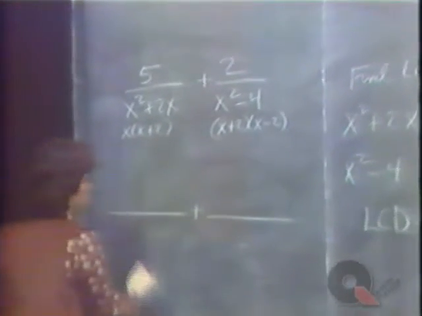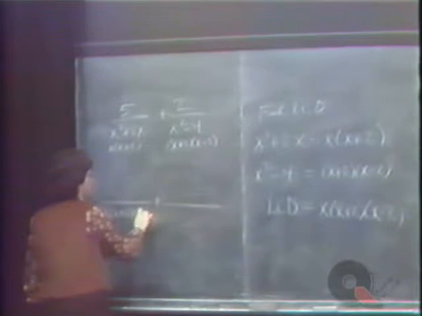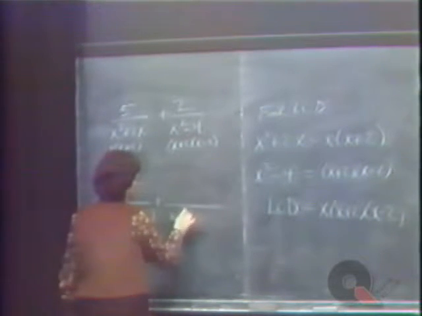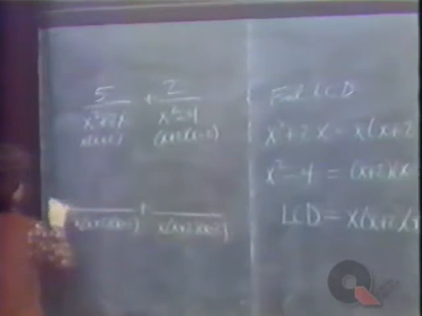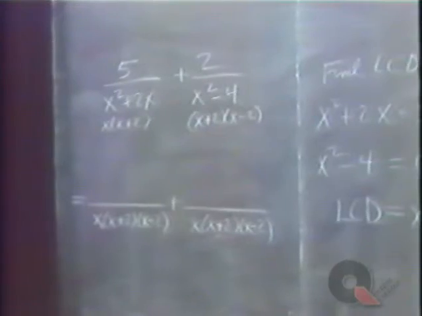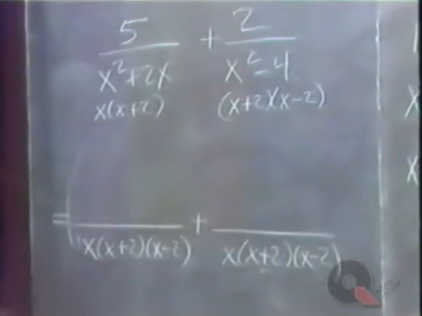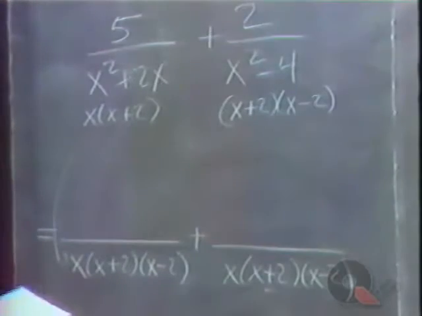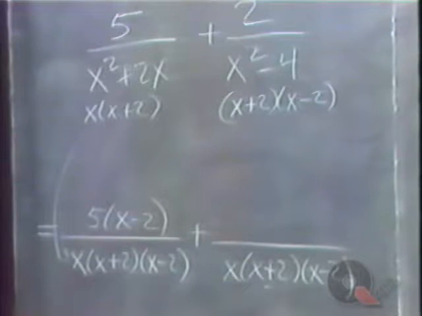Now we're going to combine over the LCD, which is x times x plus 2 times x minus 2. You look at this denominator and ask, what did you do to this denominator to get that one? What did you multiply by? You multiplied by x minus 2. Therefore, you must multiply the top by x minus 2 as well.